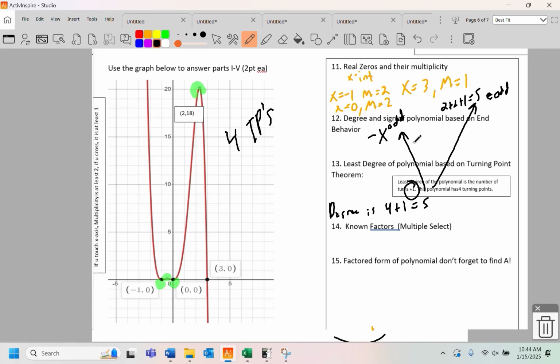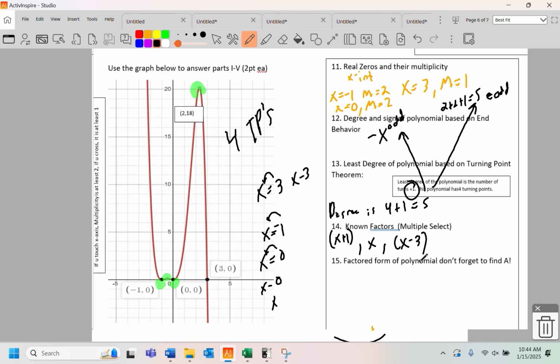The known factors come from this. You have x equals -1. Shift the 1 left. X plus 1 is a factor. You have x equals 0. Shift the 0 left. X minus 0, which is just x. And then you have x equals 3. Shift the 3 left. X minus 3.